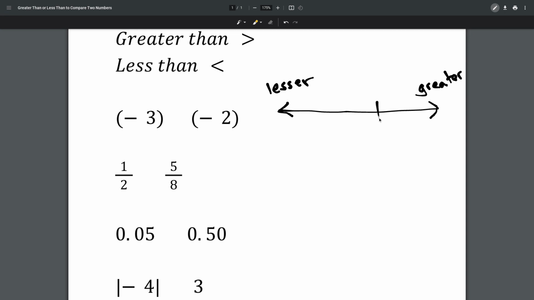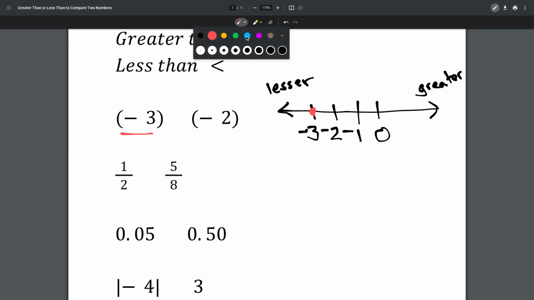Okay, so let's plot these on a number line. So I've got 0. They're both negative numbers. So then -1, -2, and -3, and so on. And let's do -3 in this red here. So -3 will be in red. I'm going to place that here. And then we'll do -2 in the blue here. Place that here. And we can see that -2 is further right on the number line than -3. So -2 is greater than -3, which also means -3 is less than -2.